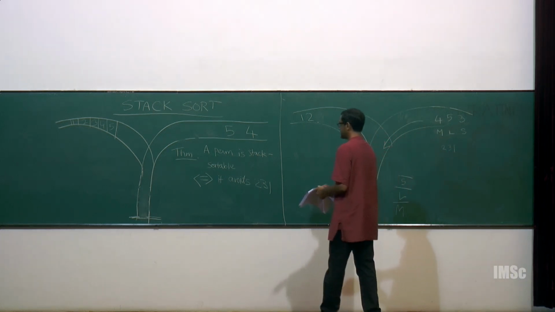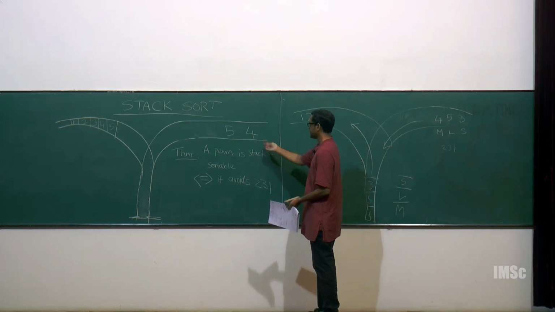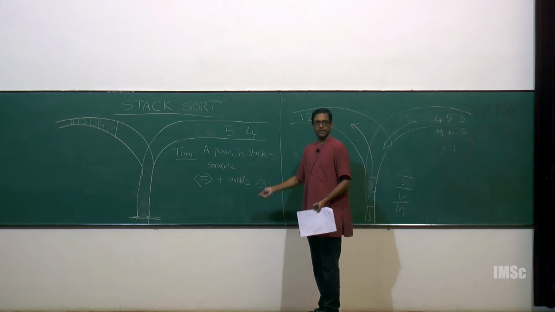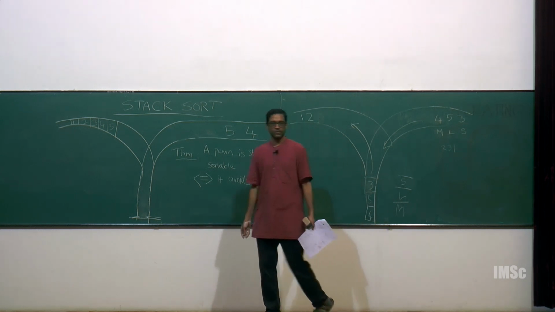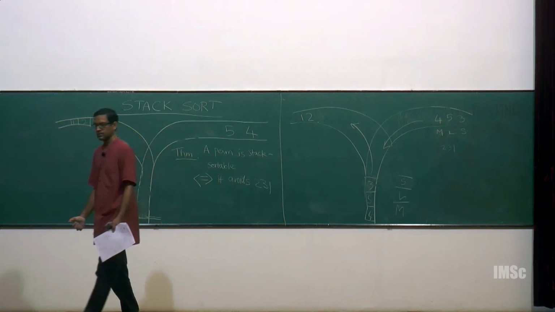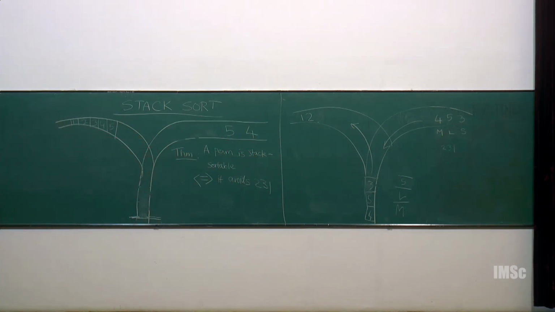Okay, great. So let's ask ourselves in light of this theorem. Okay, this is what stack sortable is. How many stack sortable permutations are there? Total number of permutations is n factorial, right?